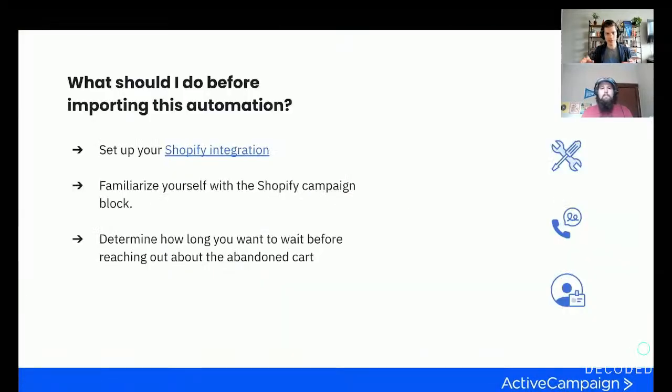Okay, so we get all the ingredients home. We've got them out on the counter. We're getting ready to start cooking. Mise en place. What do we got to do before we start? Yeah, so first and foremost, you want to set up whatever your e-commerce integration is and how that data flow is before we get into the automation recipe itself.